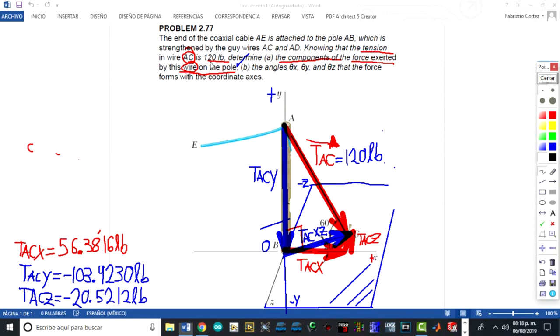So, what do the directional cosines say? I'm going to write it in red. The directional cosine says that the cosine of the angle theta x, or the direction of the angle in the x direction, equals the x component of the vector in 3D, that will be TACX, the X component of the vector in three dimensions, divided by the magnitude of the vector. That is the definition.